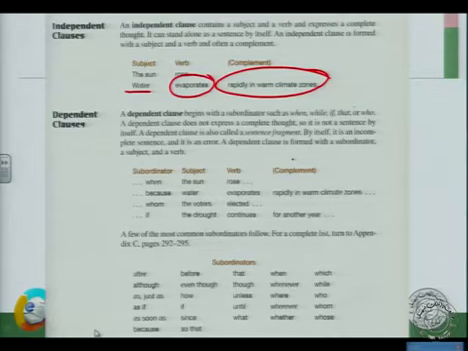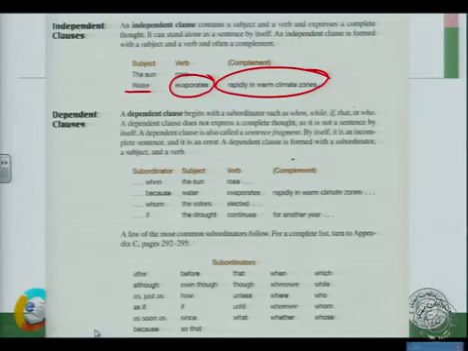A dependent clause does not express a complete thought. So it is not a sentence by itself. A dependent clause is also called a sentence fragment. By itself, it is an incomplete sentence, and it is an error, خطأ.